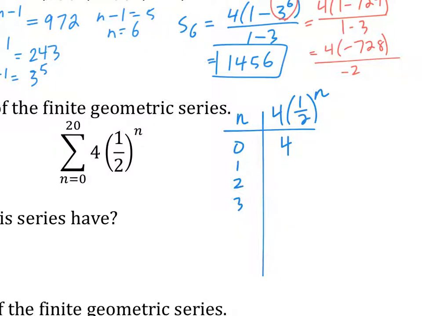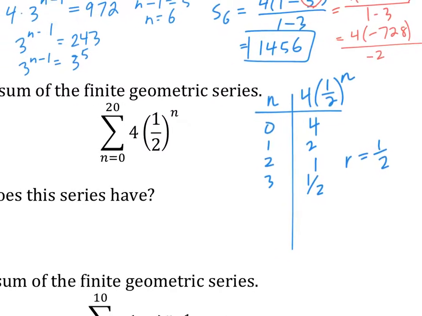Okay. If you put in 1 in here, what number will you get out? 2. Okay, if you put 2 in here, 1. And then if you put in 3, hopefully you can do this. 1/2 to the 3rd is 1/8. So 4 over 8, 1/2. Okay, so what kind of ratio are we looking at? Multiply by 1/2. So this is a geometric series with r equals 1/2.